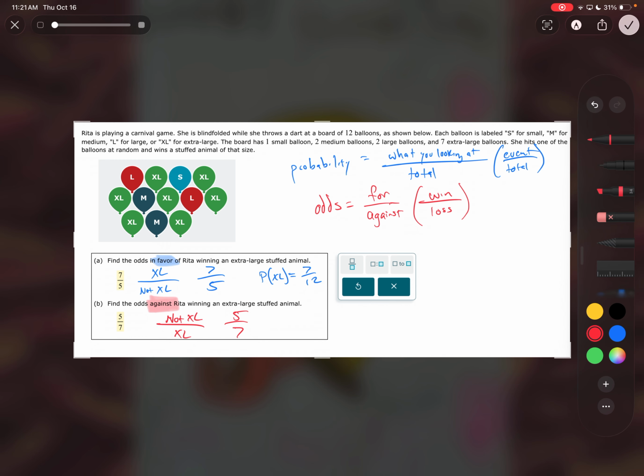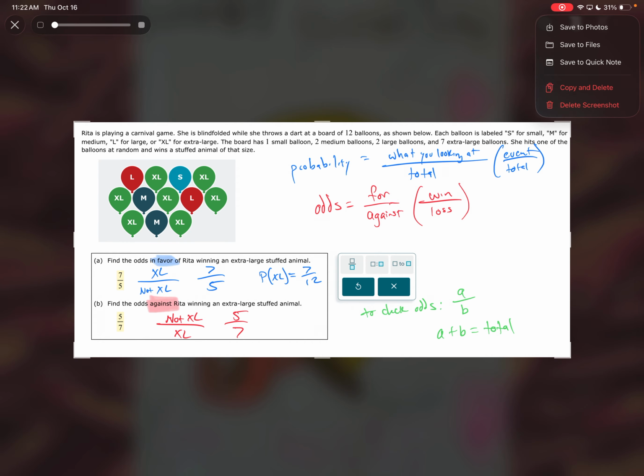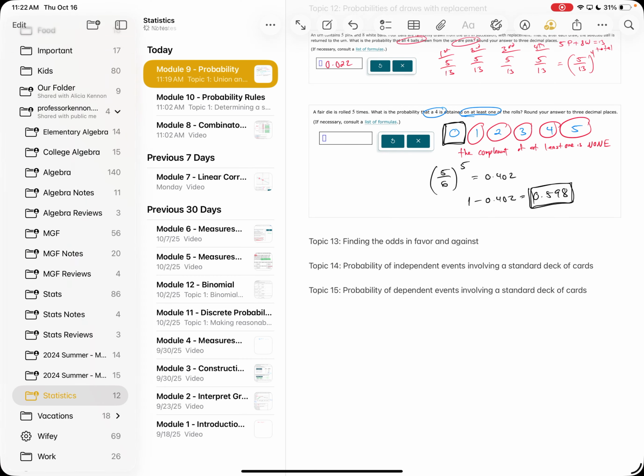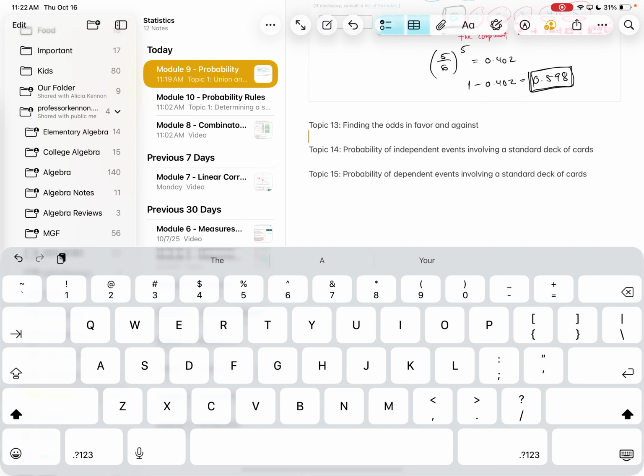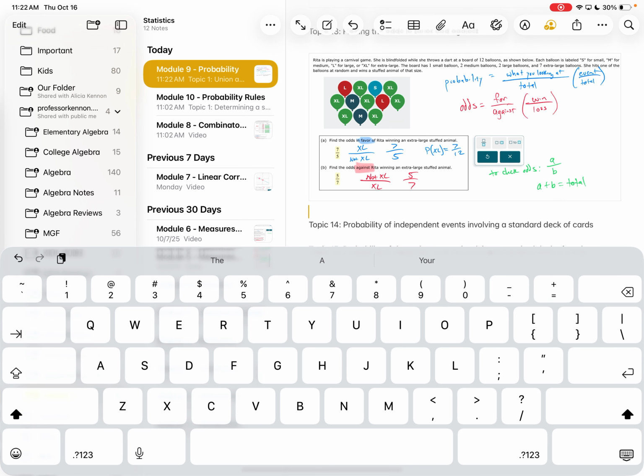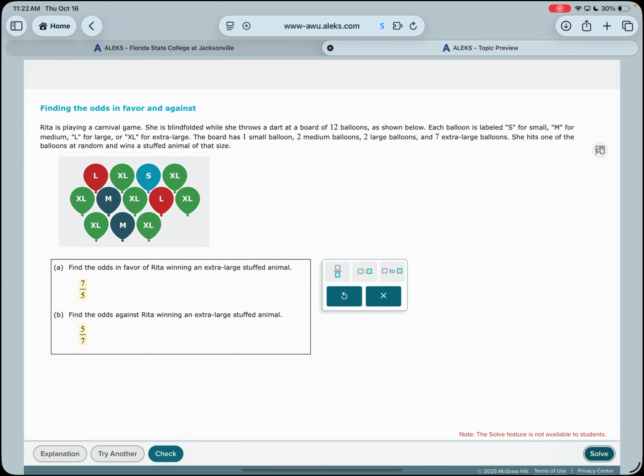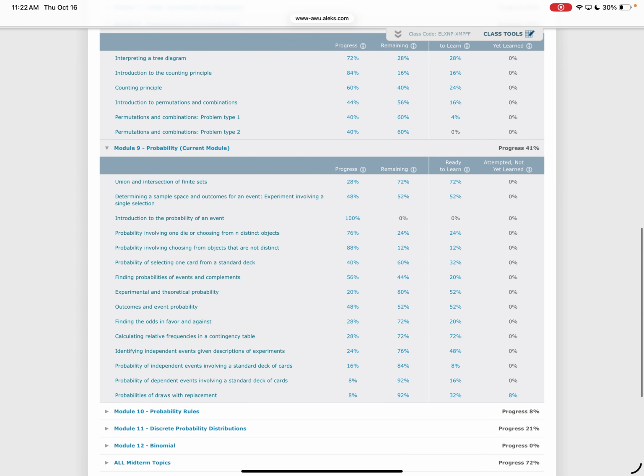Okay. So you can always check odds. If you have A and B, A plus B should always equal the total amount, because it's your favor and against, or against and favor, whichever way you're looking at it. Like 5 plus 7 equals 12, because there's 12 total balloons. We do have a dependent one right here. We don't do too much.